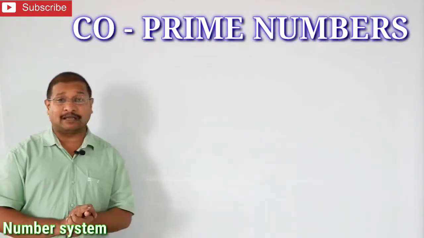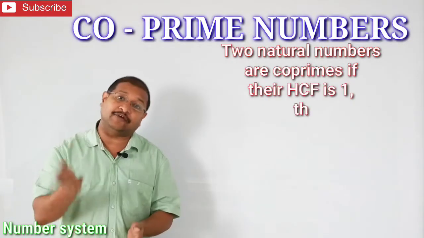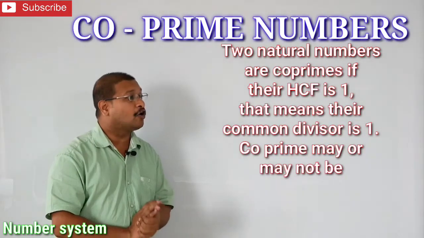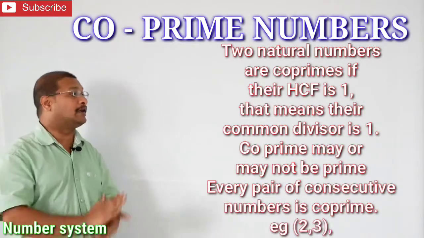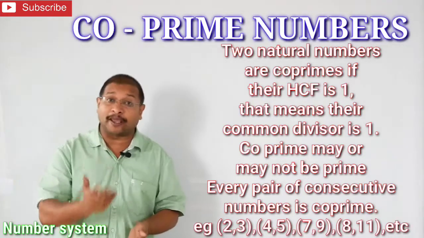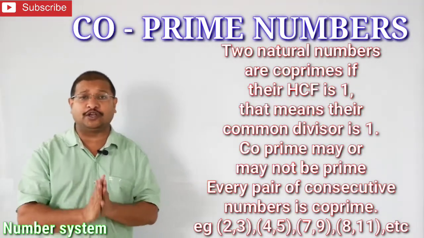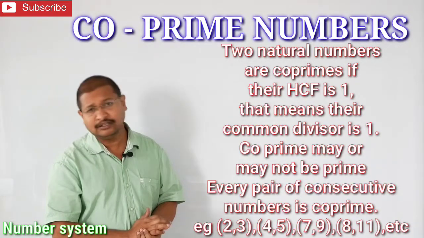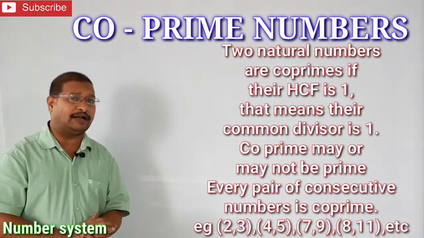Let's see coprime numbers. Two natural numbers are coprime if their HCF is 1. That means their common divisor is 1. And coprime numbers may or may not be prime numbers. Of course, every pair of consecutive natural numbers are coprimes. Examples: 2, 3; 4, 5; 7, 9; 8, 11, etc.